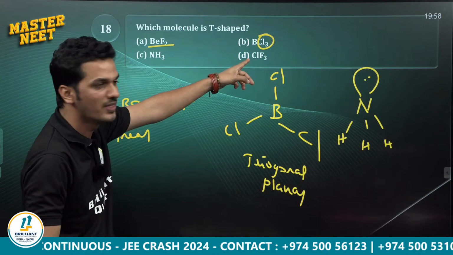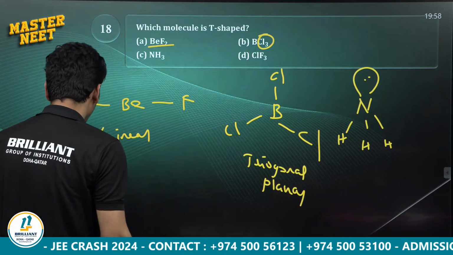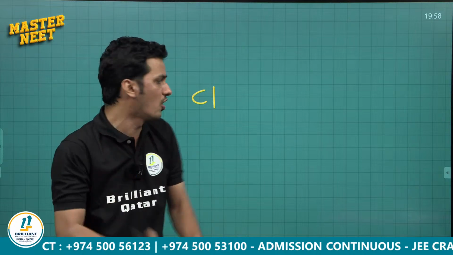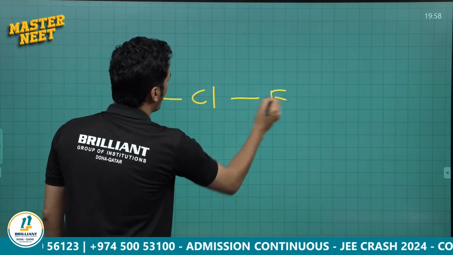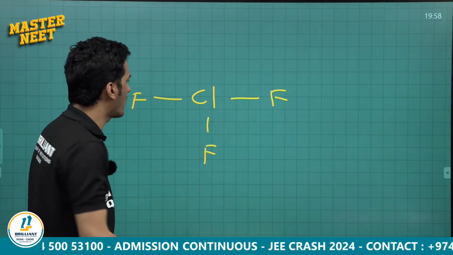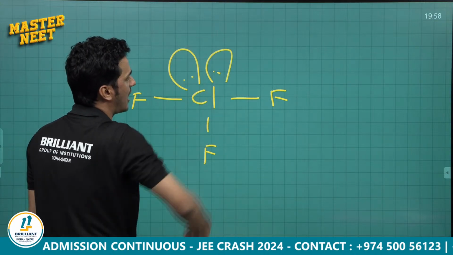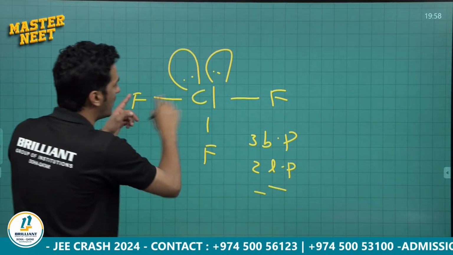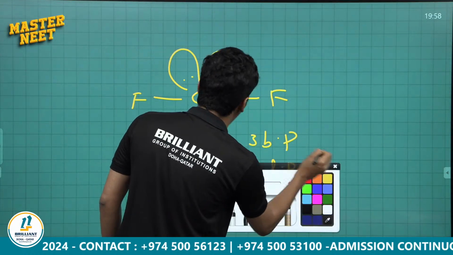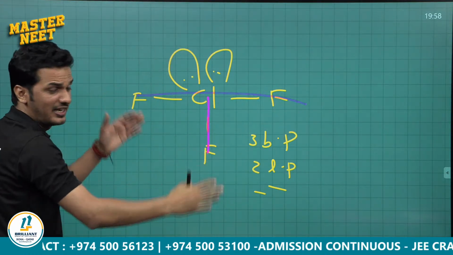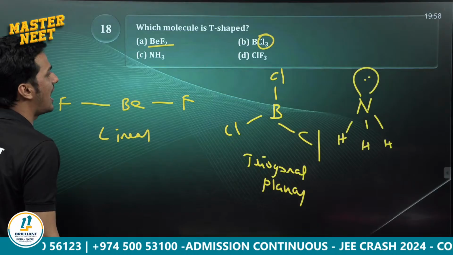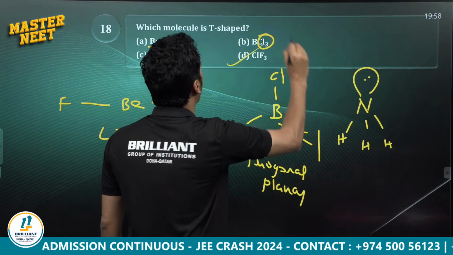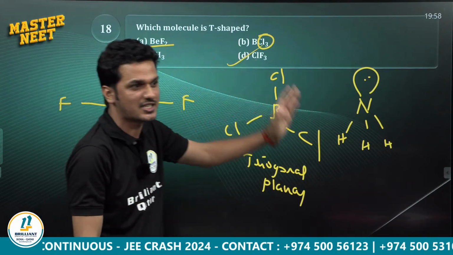What about ClF3? ClF3 means around chlorine, 7 electrons are there. Out of that, only 3 electrons bond with the fluorine. Now the remaining is 4, which means 2 lone pairs. So 3 bond pairs and 2 lone pairs. It appears to be like a T. So that is the T shape. So what's the answer, guys? ClF3 is the answer. I hope you got it.